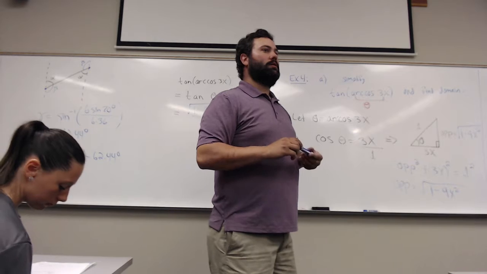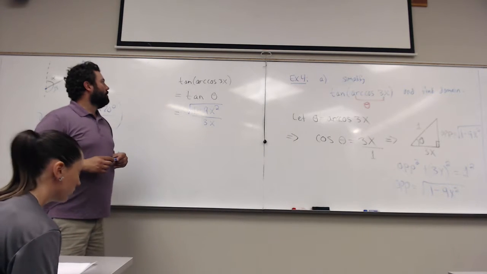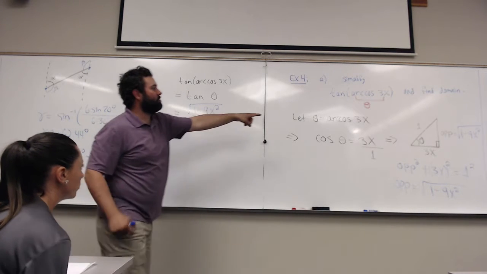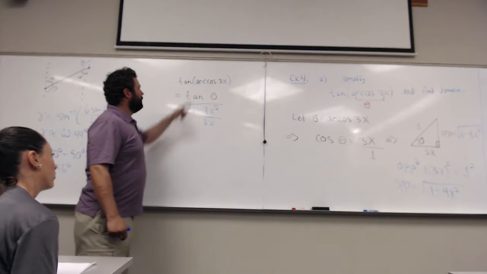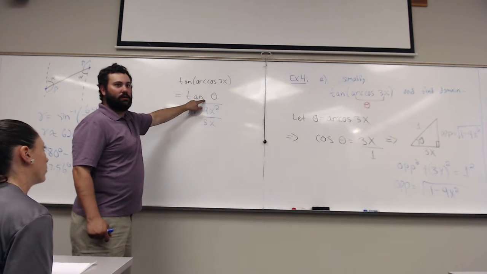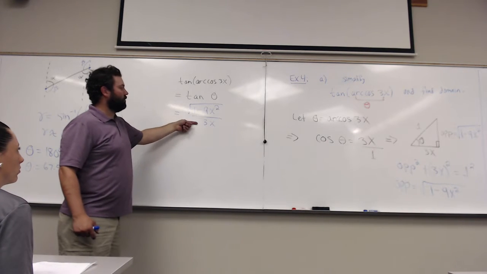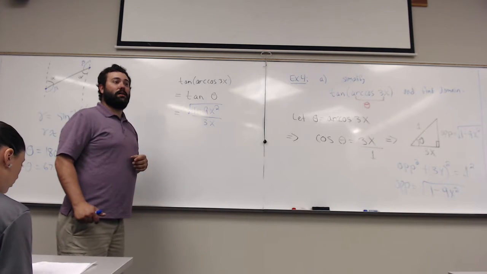Yeah? So does tangent go away or something? No, this is tangent of arc cosine of 3x. But since I made the substitution, I said theta is arc cos of 3x, this is the same as tangent theta. And then I found all the sides in the right triangle. Tangent of an angle is op over adjacent. So yeah, the trig functions are gone.